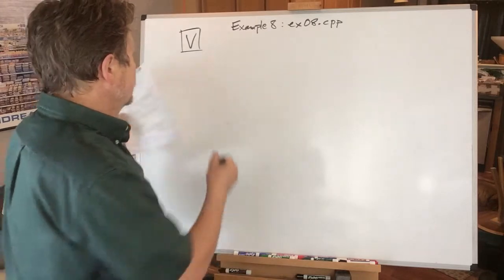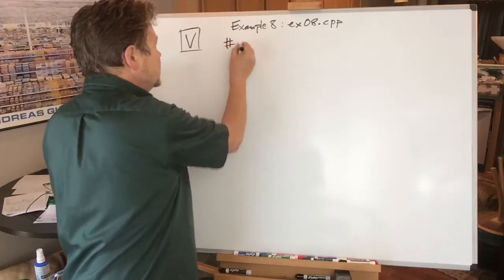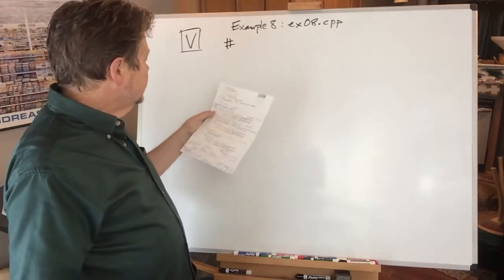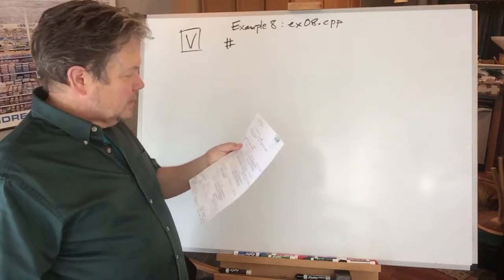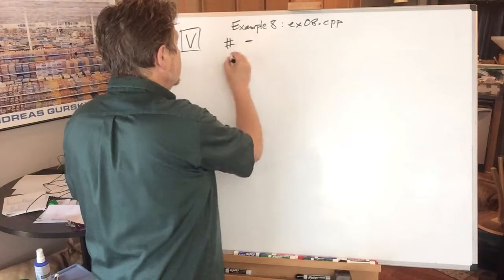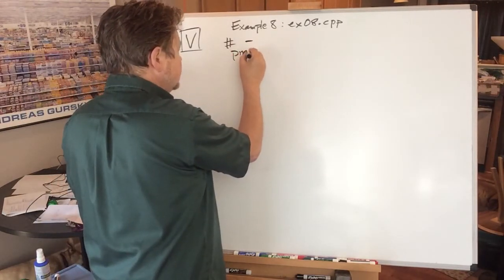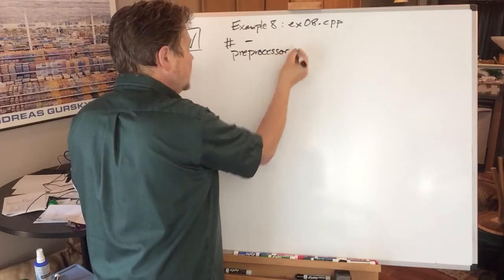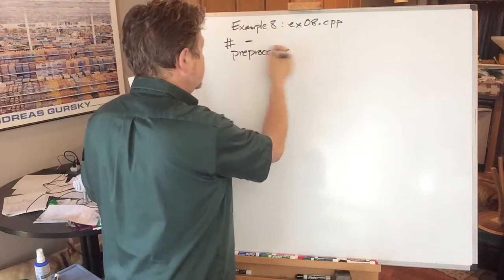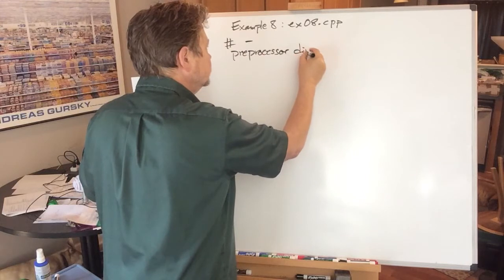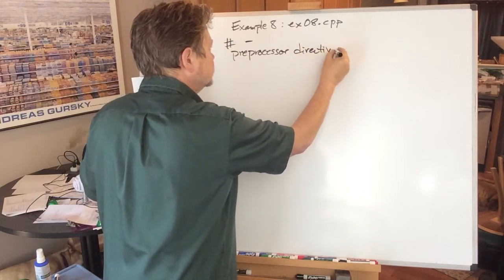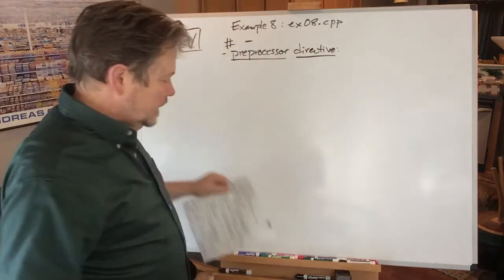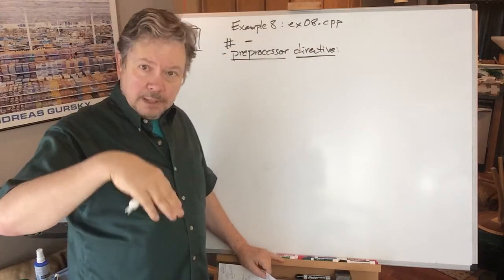The lines that start with pound signs or hashtags, whatever you want to call those, which on this particular editor turn brown when you type them in, are called preprocessor directives. P-R-E-P-R-O-C-E-S-S-O-R directive. It's almost like a meta language or a separate language on top of C++.